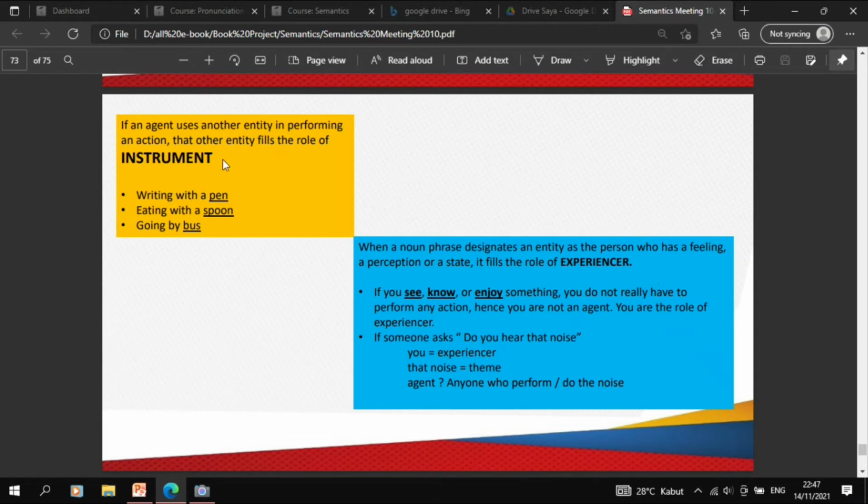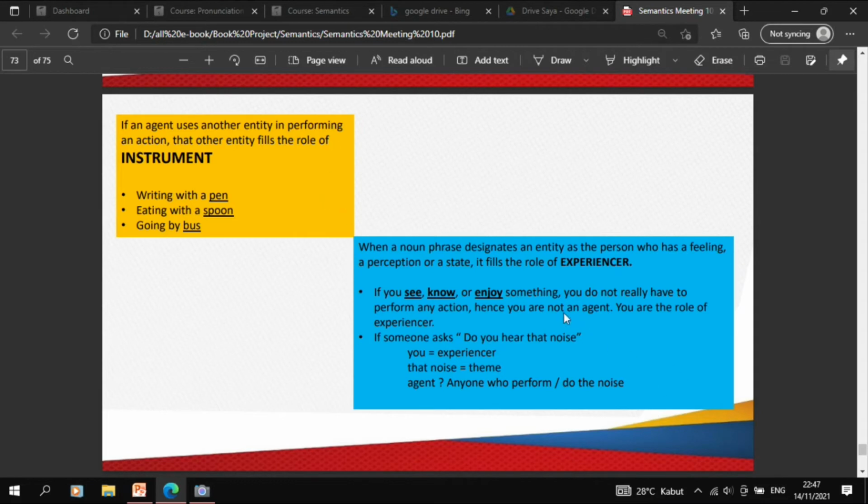So what is instrument? Instrument is the same as what Richard said in his theory: if an agent uses another entity in performing an action, that other entity fills the role of instrument. And in bahasa it clearly says alat, gitu ya. So for example, writing with a pen. So pen here is the instrument. Eating with a spoon, so spoon as a noun here is the instrument. Going by bus, so bus here as a noun is called instrument for its semantic role.